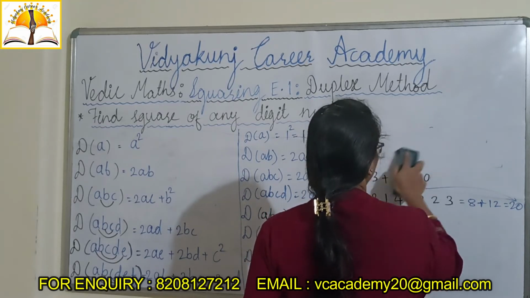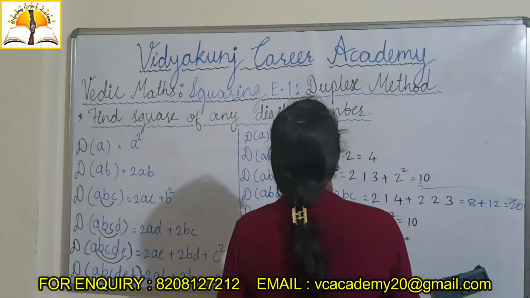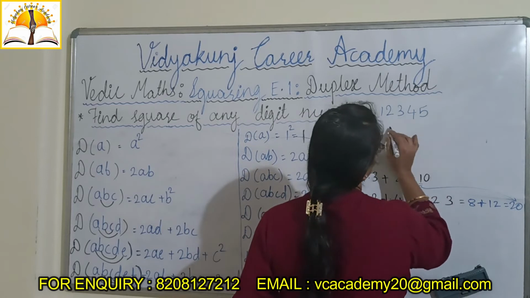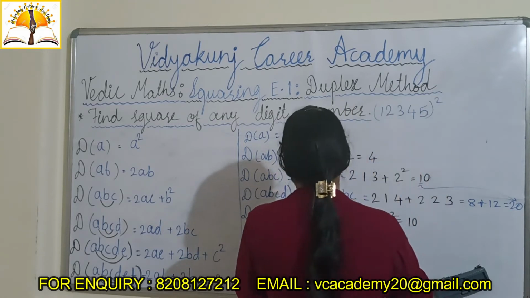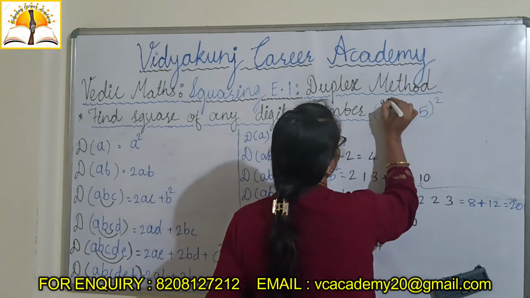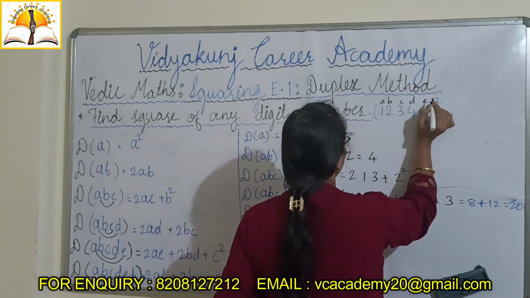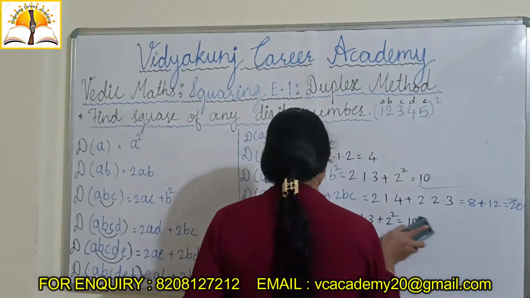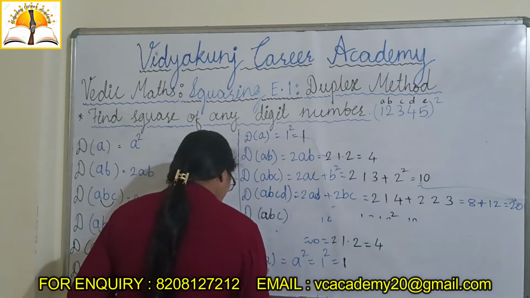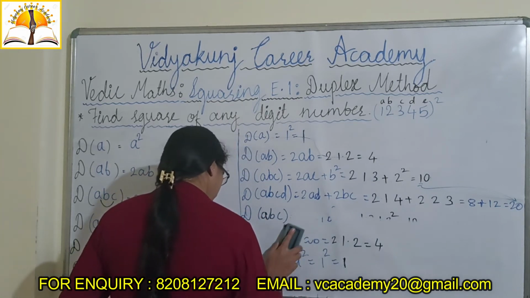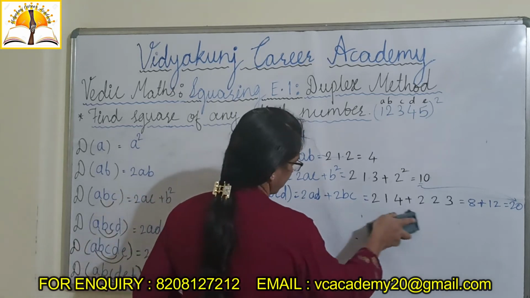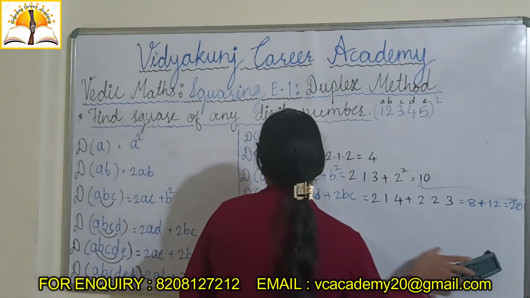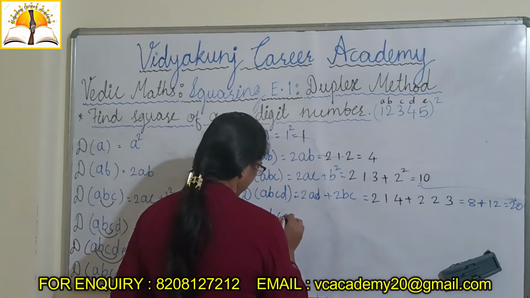Then I will use here a 5-digit number. 1, 2, 3, 4, 5. Okay, 5-digit number. This is our 5-digit number. A, B, C, D and E. Up to 4-digit number we have done. Then we have to do further. 5-digit I have taken. Yes or no? So I will write here A, B, C, D, E.